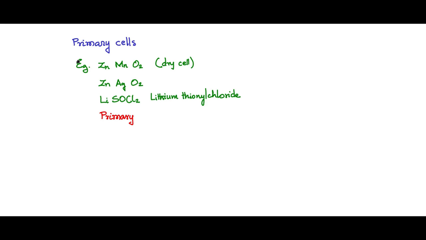And the most important feature that you should note in a primary cell is that primary cells can be discharged only once. This is the key feature, and after they are discharged once, after they are used once, you have to throw them away. Secondary cells, on the other hand, can be charged and discharged several times. Car batteries, two-wheeler batteries, UPS batteries, these are all examples of secondary cells.